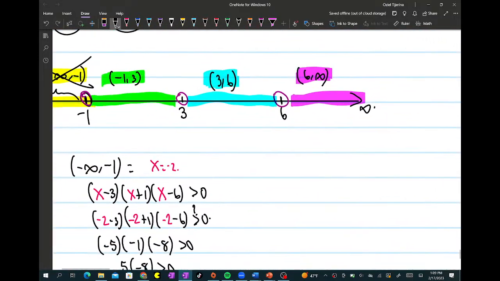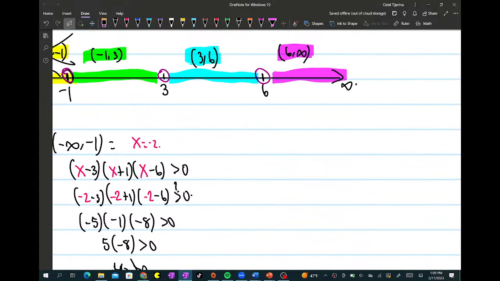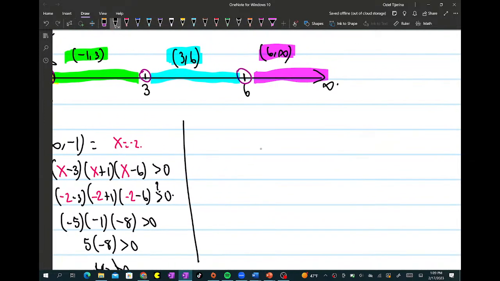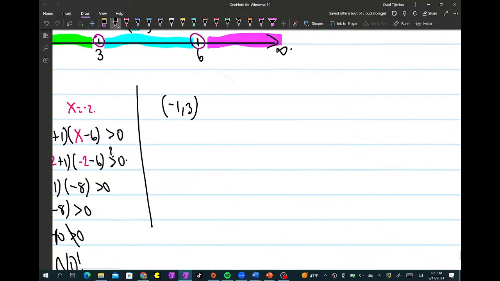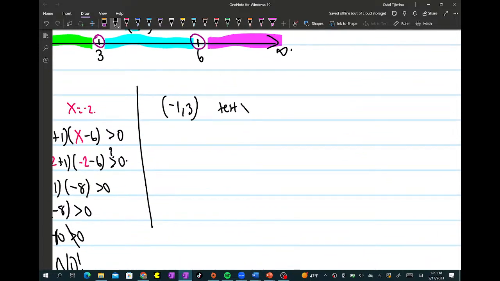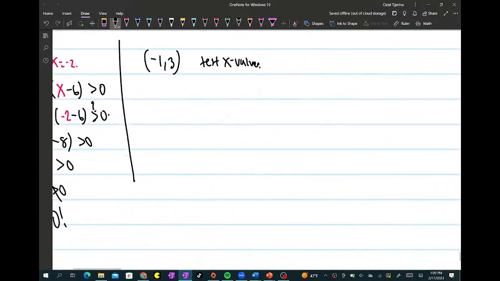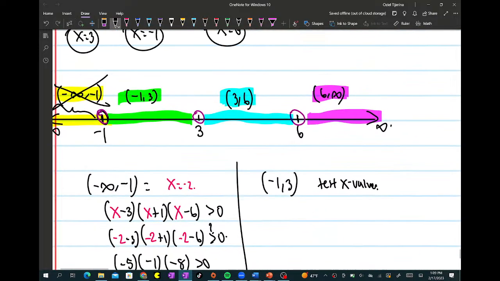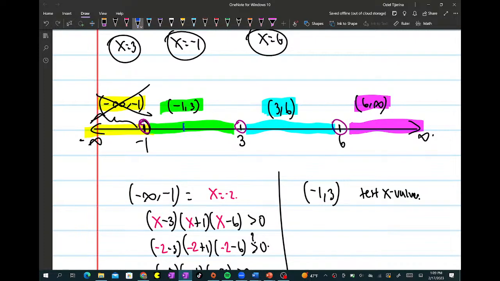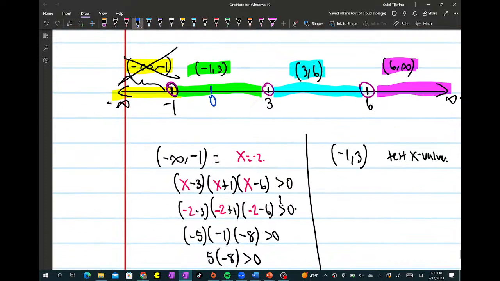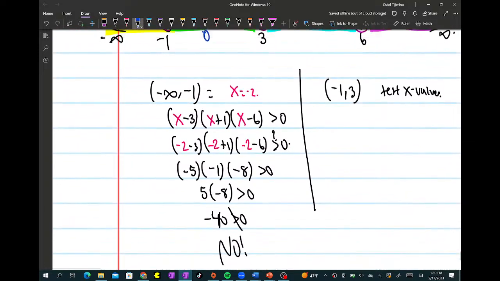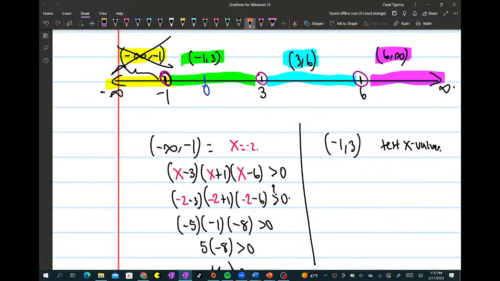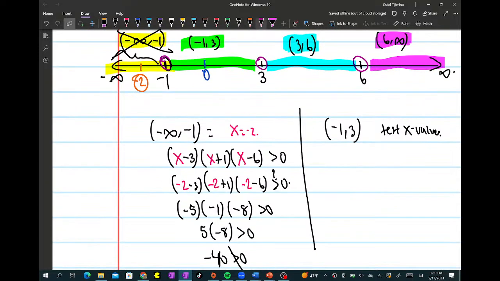Now what about negative 1 to 3? The test value we can pick between negative 1 and 3 is x equals 0, because it goes negative 1, 0, 1, 2, 3. If you guys want, I can put it here. And from negative infinity to negative 1, I picked x equals negative 2, so I can label it right here. That'll tell you exactly what I did.